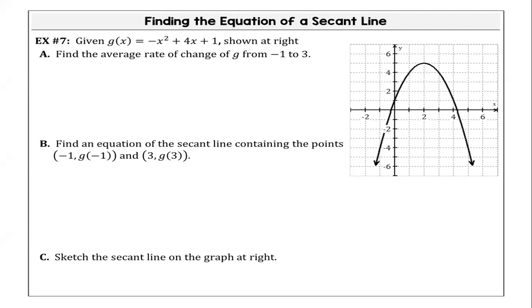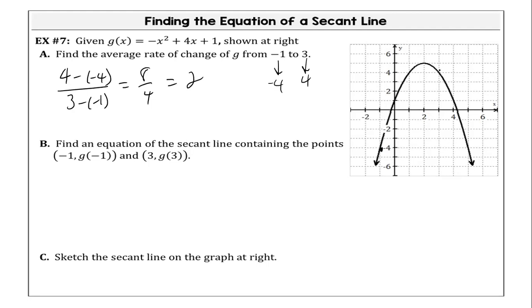All right, so let's see how we did. So algebraically, you should have found the value of -1. The value of -1 is what? -4. What's the value at 3? 4. So now I have 4 minus -4 divided by 3 minus -1, which gives me 8 divided by 4, which equals 2.